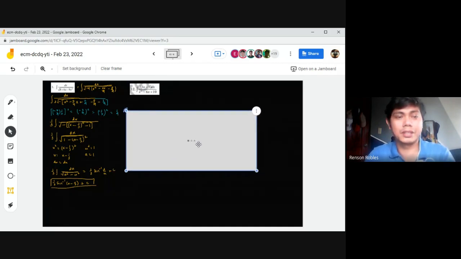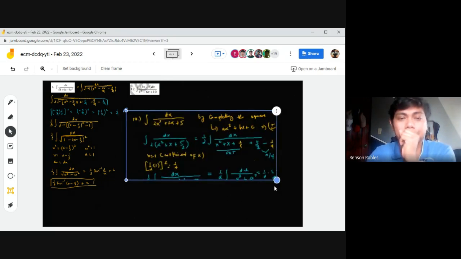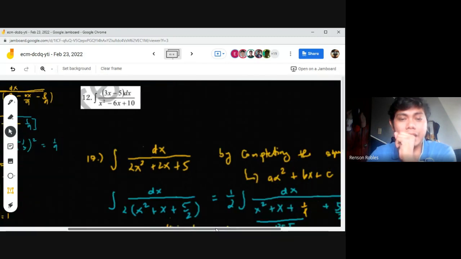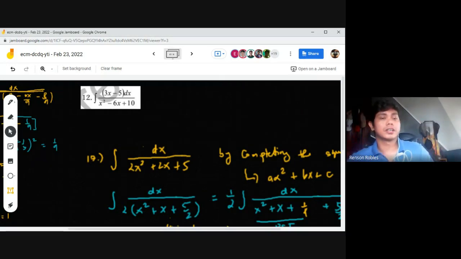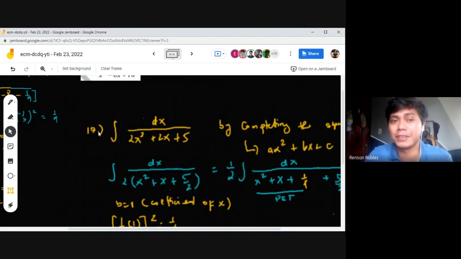Look at number 17, from our previous example. So you only have dx all over 2x squared plus 2x plus 5, and then you can just refer to the previous solution. Then you look at number 12. What's the difference? Number 12 has only x squared minus 6x plus 10. You can apply this technique here, as in number 17.